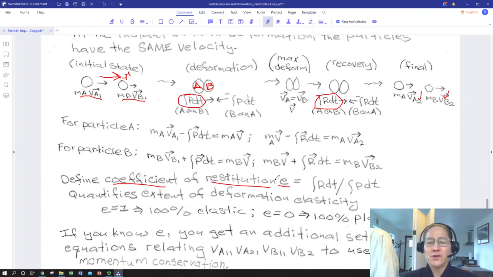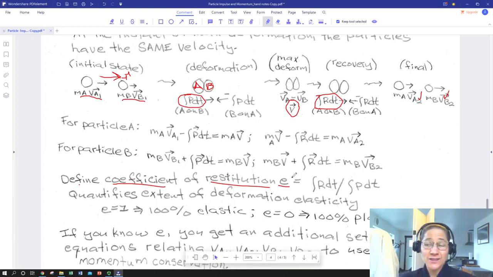So we can use e along with this single velocity V at max deformation and write momentum impulse expressions for each particle, and then use some knowledge we're given about the coefficient of restitution to give us enough equations and unknowns to solve the problem. So we can start with particle A, and we're going to walk through the impact from the point of view of particle A.